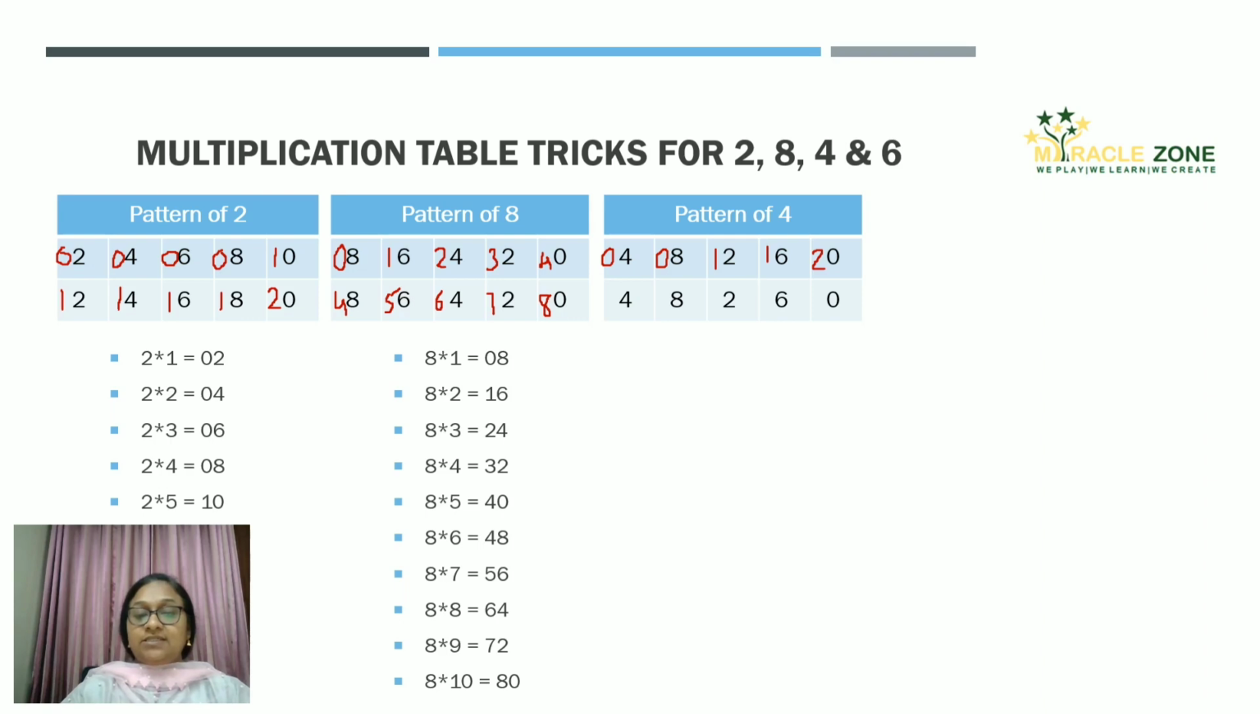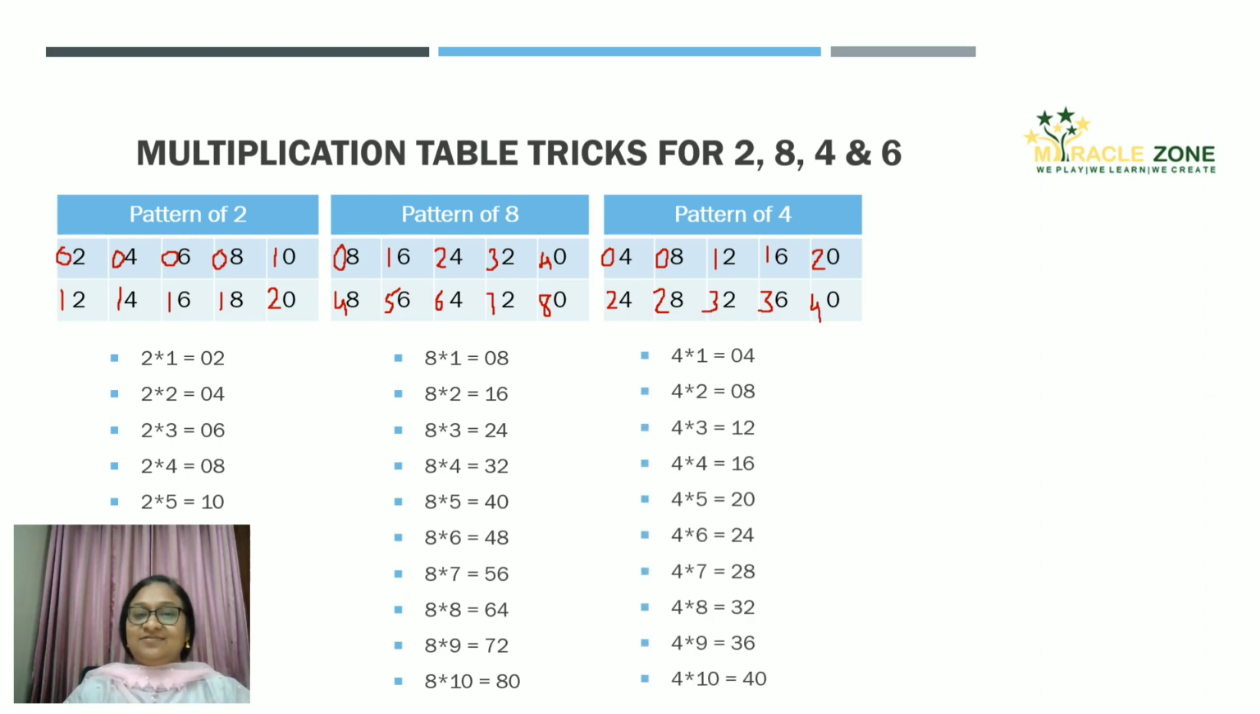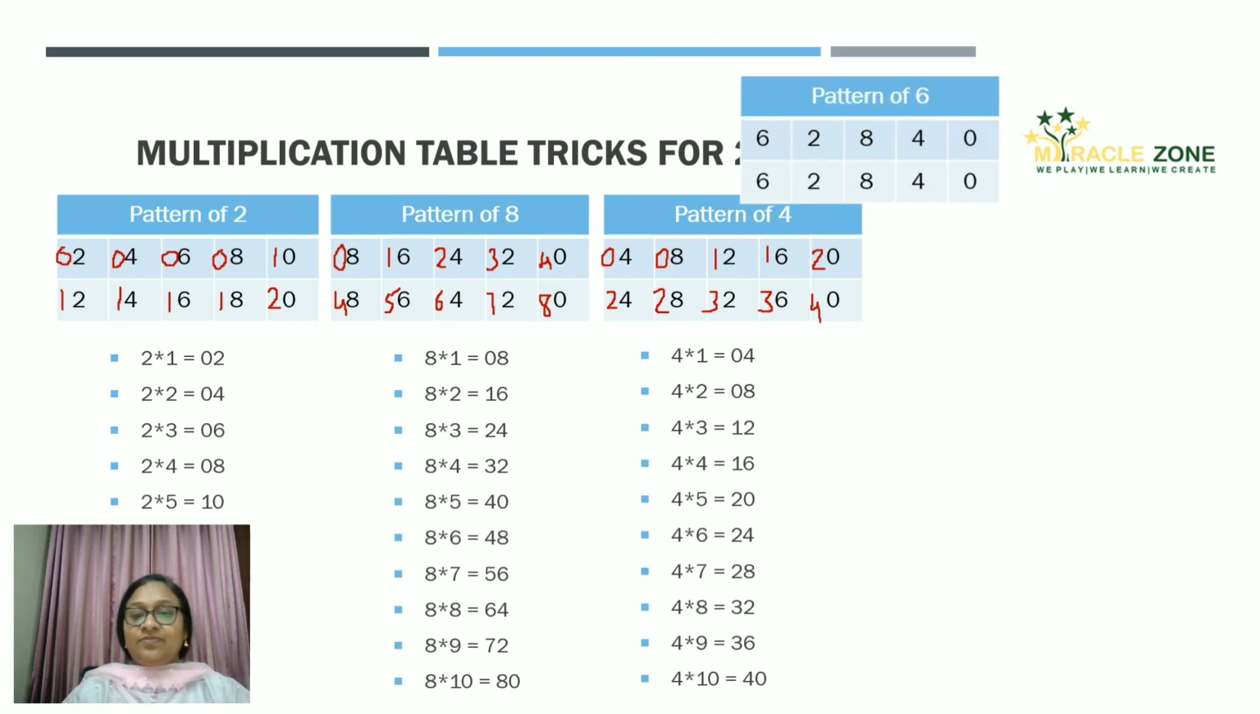4 is greater than 0, so we'll just keep the same number. 8 is greater than 4, we'll just keep the same number. 2 is less than 8, so we'll just increment by 1. 6 is greater than 2, we will keep the same number. 0 is less than 6, so we will increment by 1. Did you all understand? So now we will see the pattern for 6.